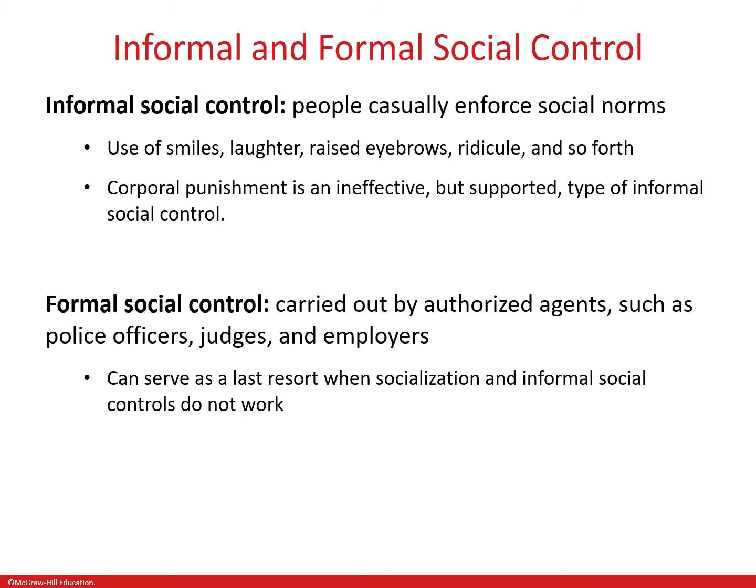Now, if we think about this in terms of informal and formal social control, informal social control is where people casually enforce our social norms, and this is in our everyday sort of interactions. This informal and formal social control is used to encourage conformity and obedience while discouraging a violation of social norms, or what we call deviant behavior.